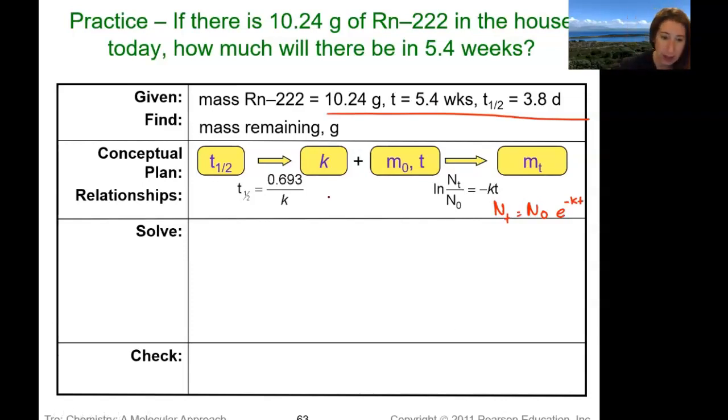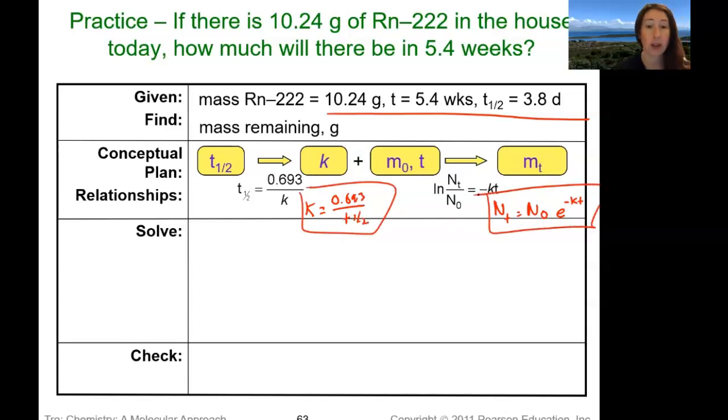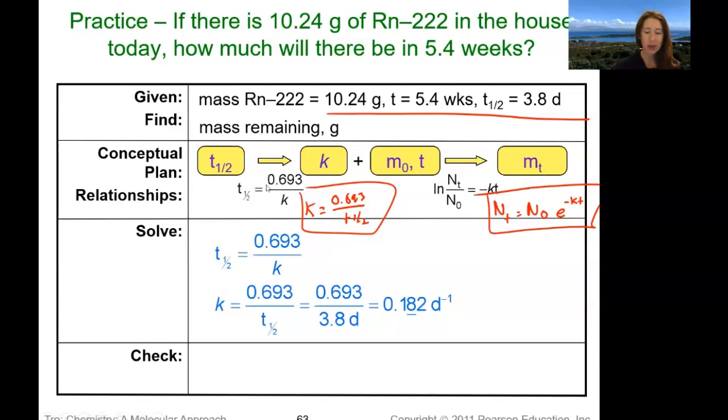And then this one again, if you just want to remember this one, k is 0.693 over the half-life. So these two are the same equations, just rearranged. If you're like, I don't want to rearrange it, then don't memorize it. I'm going to be giving you the ones in black, not the ones in red, but feel free to use whichever you want. So you get 0.182 inverse days.